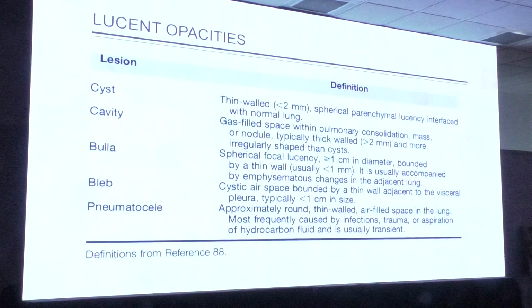So these are the lucent opacities: cyst, cavity, bulla, bleb, and pneumatocele. You can take a picture of it, and you can read it later.